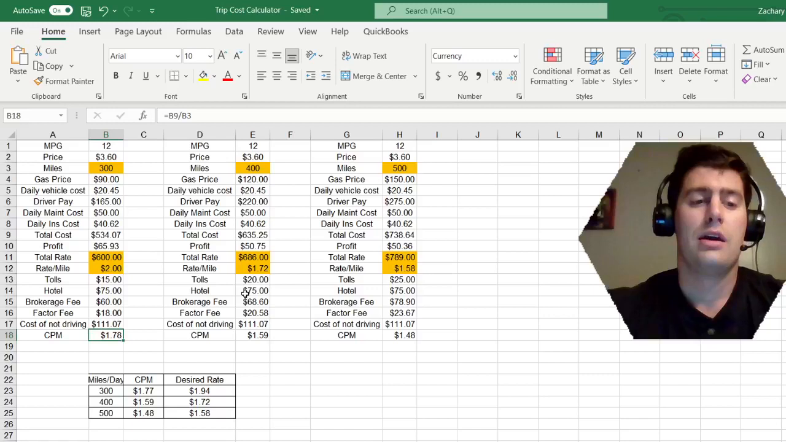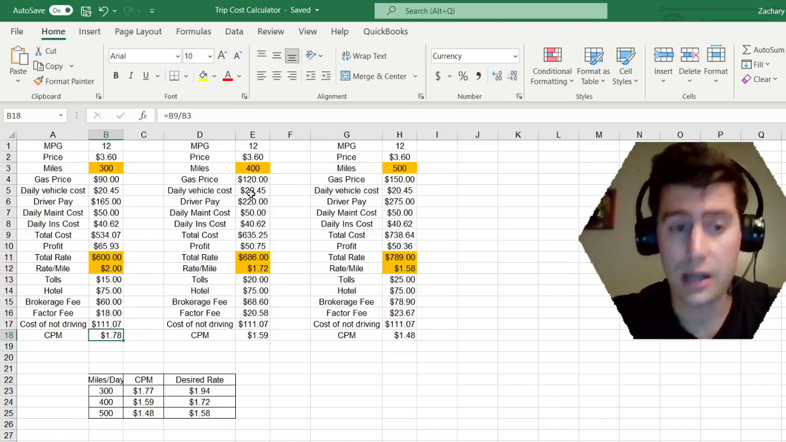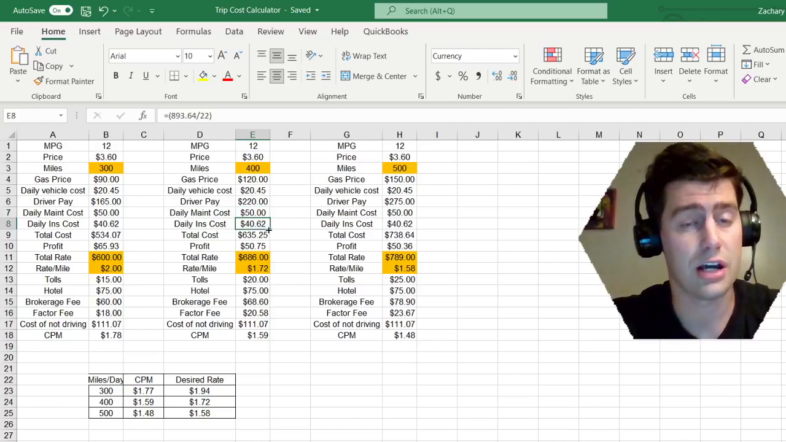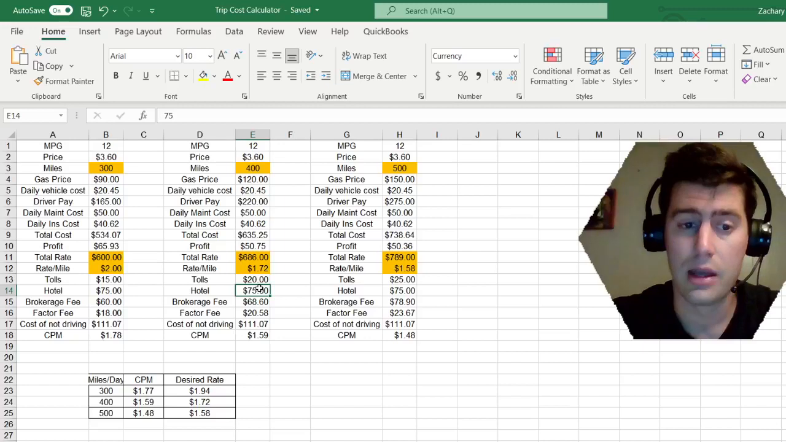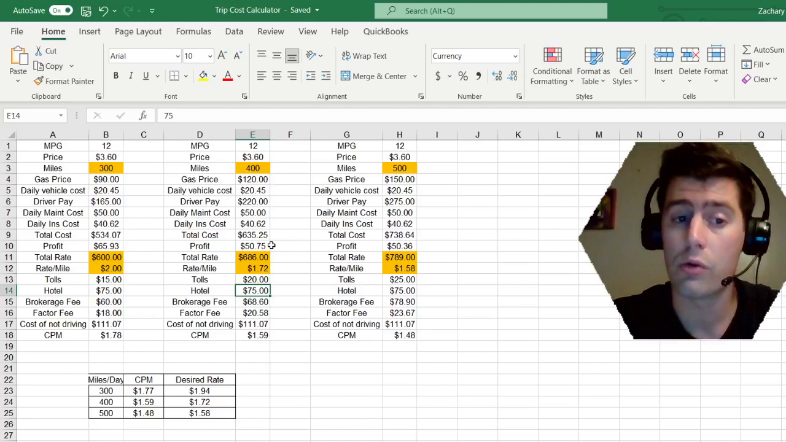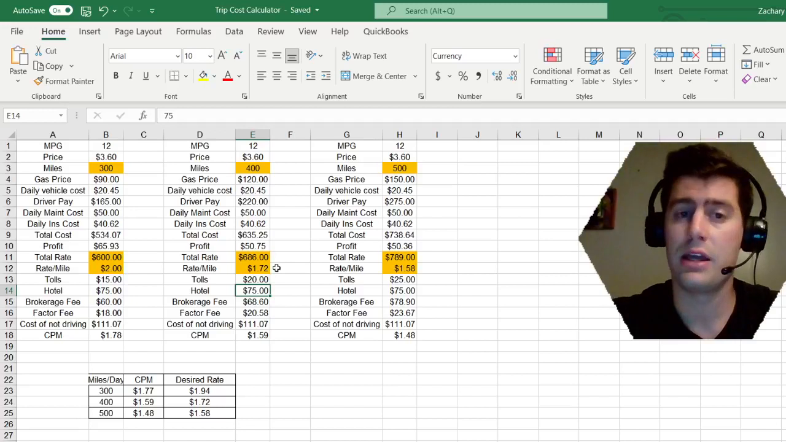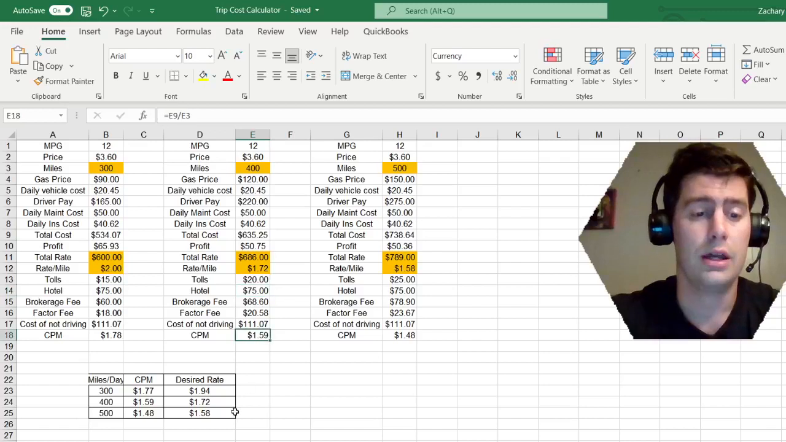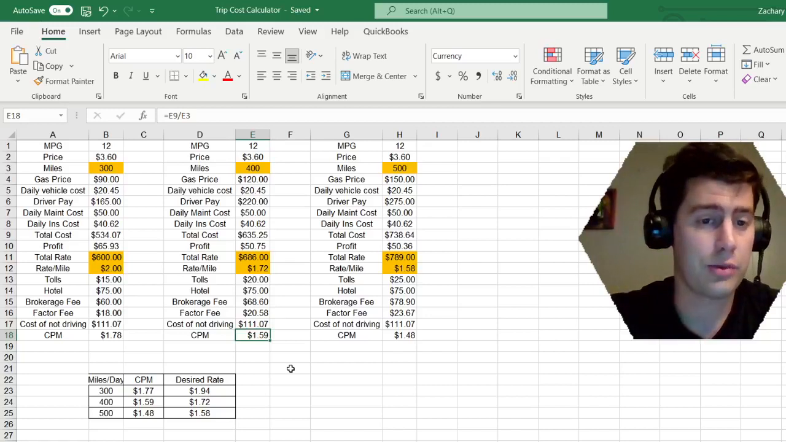And then it changes if I'm able to drive more miles per day, because my daily vehicle cost and my maintenance cost and my insurance cost do not change. They stay the same. And the hotel stays the same. But if I can drive more miles, then I could potentially make more money or require a lower cost per mile. So I told my dispatcher this: if he's bidding or trying to get a load for 400 miles, then I'm willing to go as low as maybe $1.72 instead of $1.94 if it's only 300 miles.